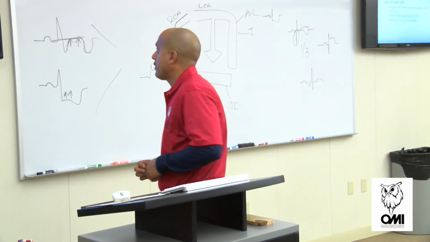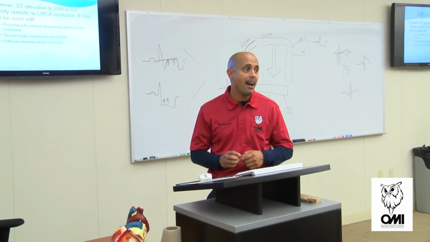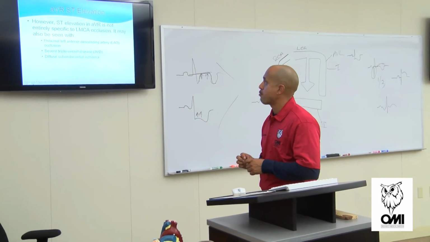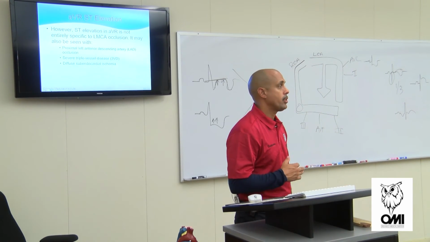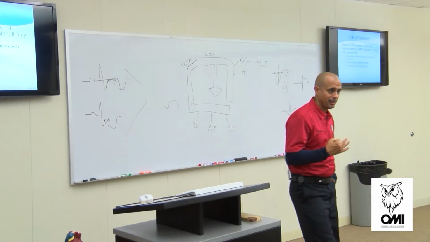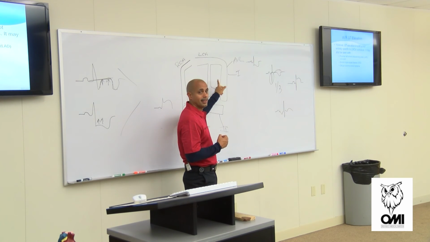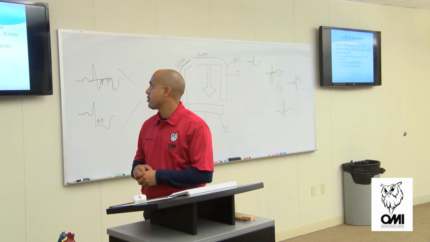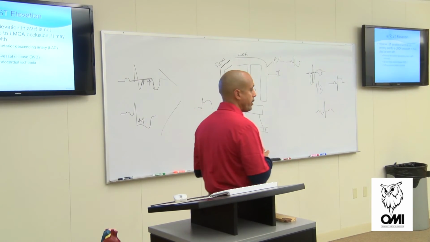However, ST elevation in AVR is not entirely specific to left main coronary arteries. I just mentioned, can I have an anterior lateral? Yes. All right? It also has been proven that you can have proximal, which is high up, left anterior descending blockage, triple VD, which is the triple vessel disease. What are the triple vessels? 1, 2, 3. Triple vessel disease, okay? Or diffuse subendocardial ischemia. So all those things could be proven as well in our AVR, okay?